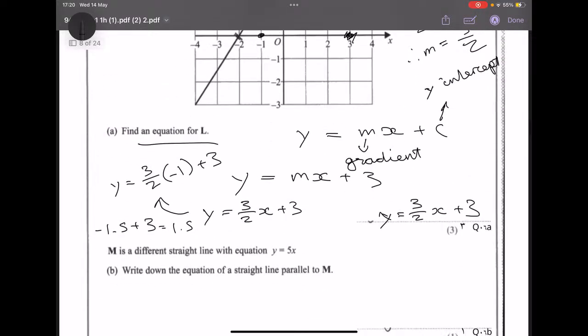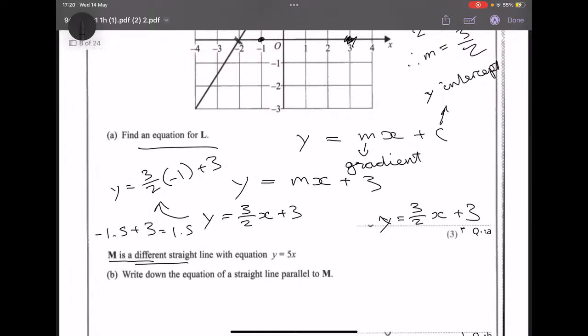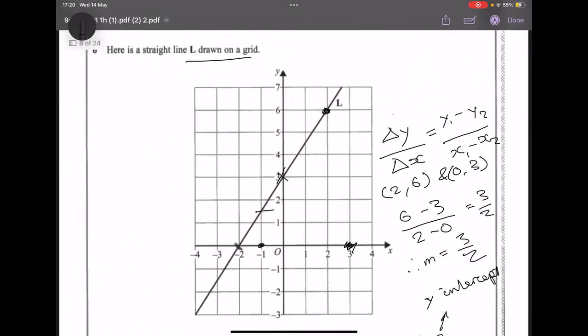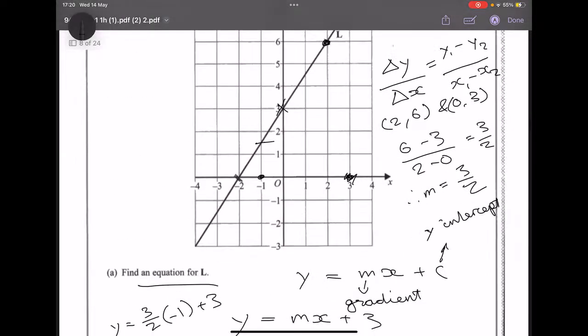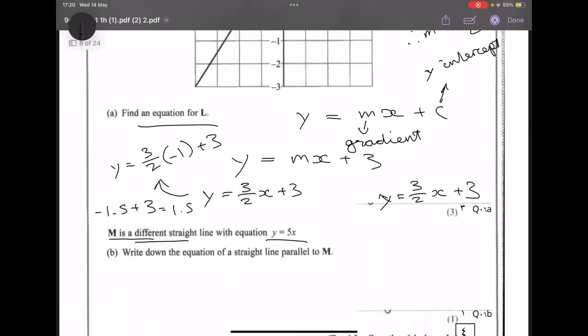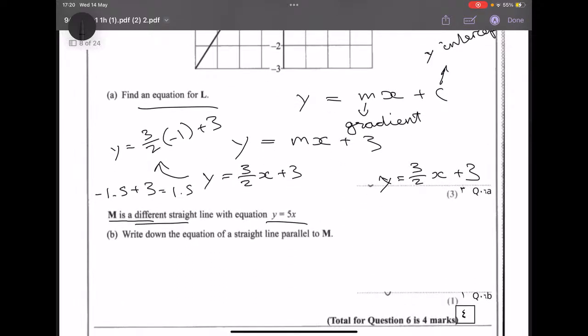Now, the next part of the question, M is a different straight line. It's not the same one, with the equation y equals 5x. So this is a much steeper line as the gradient's higher, and it crosses through the origin as it has no y-intercept, as it has no c value for the y-intercept.